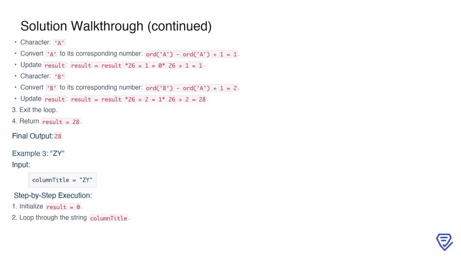Next, we move to the second character, B. Its numerical value is calculated as ORD plus 1 equals 2. Updating the result again, we compute result equals result * 26 + 2, which evaluates to 1 times 26 plus 2 equals 28. With no more characters left in the title, the loop ends, and the final output is 28. This example shows how the algorithm processes multi-character titles by treating them as a sequence of base 26 digits.